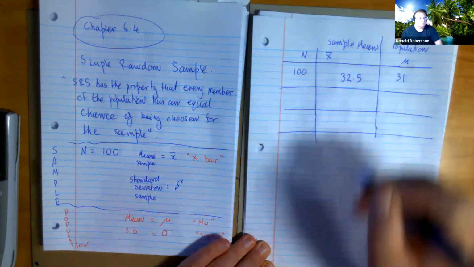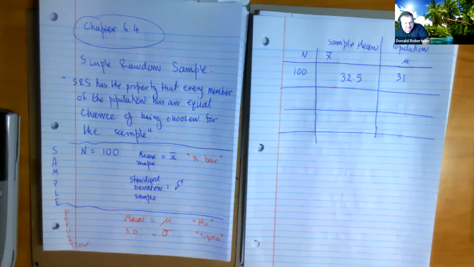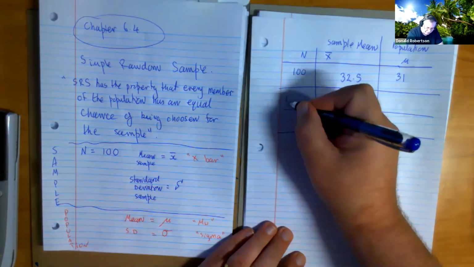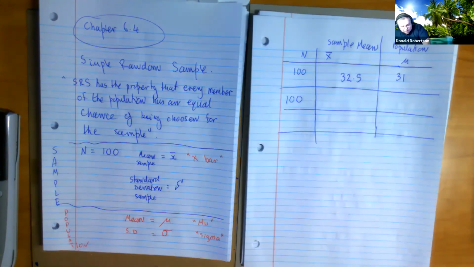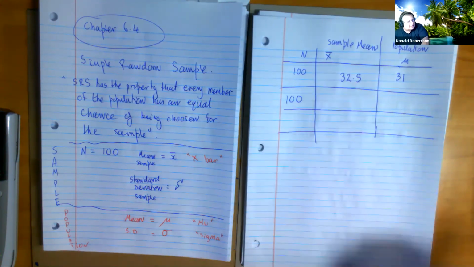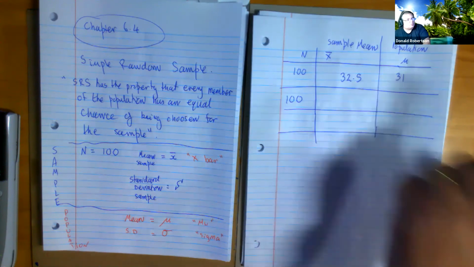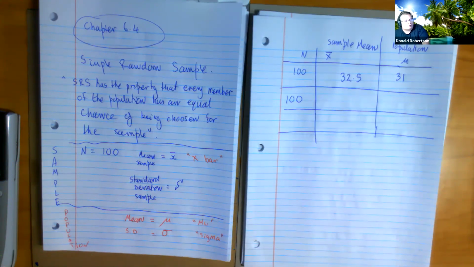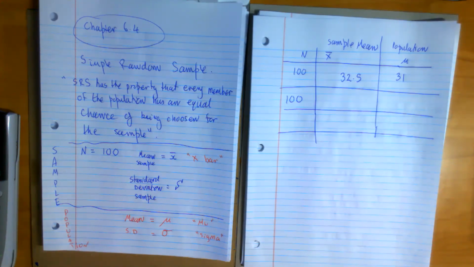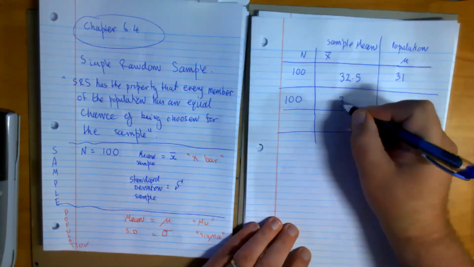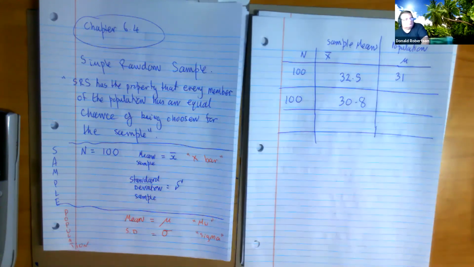You might get 32.5, right? If I did another different sample of 100 people, do you think I'm going to get 32.5 or even 31? No. Couldn't you the next time get 30.8? Because samples don't tell you the exact answer for the population. Don't samples just give you an estimate, a kind of ballpark figure?